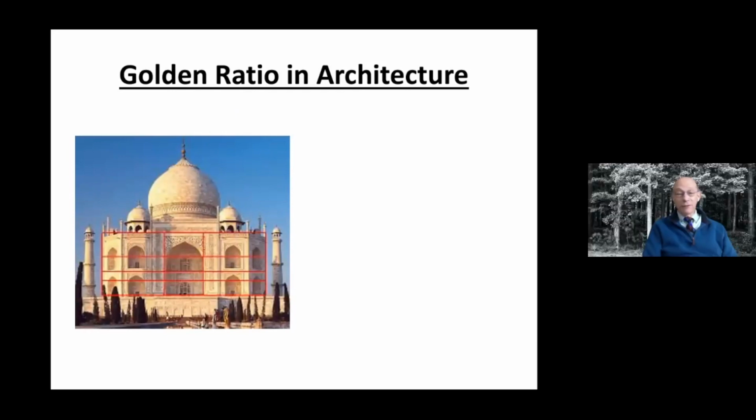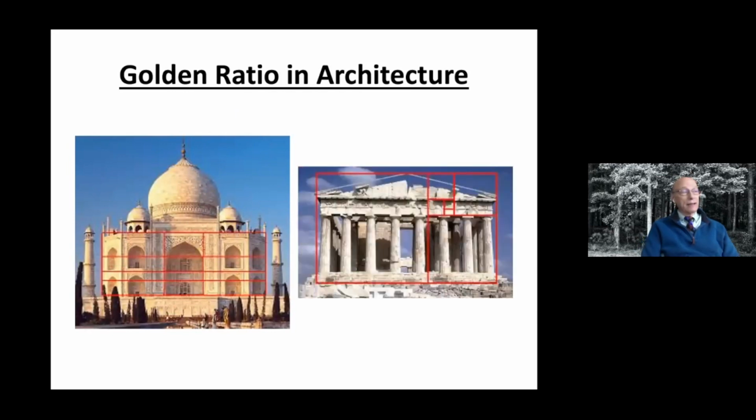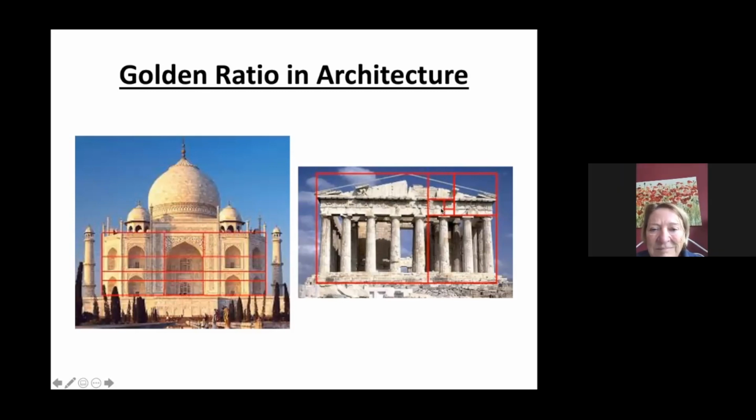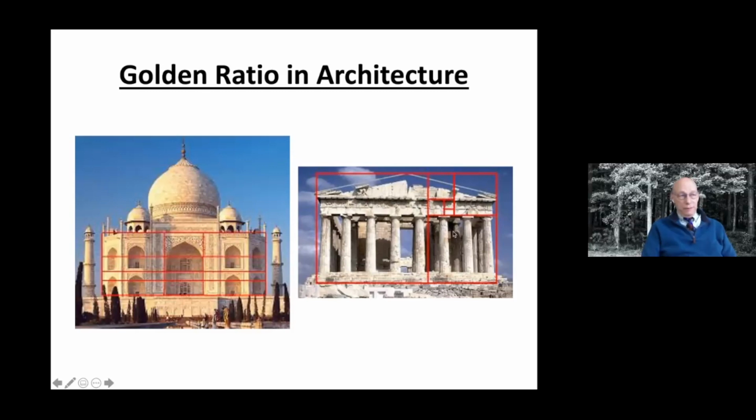Okay, this has been around for a long time. In fact, take a look at the Parthenon. Anybody know when the Parthenon was built? 447 BC. And if you blew up the picture of it and looked at it, all this work here approximates the golden ratio. Fibonacci was born in 1175 AD, developed the ratio, but it's been in use for a long time.